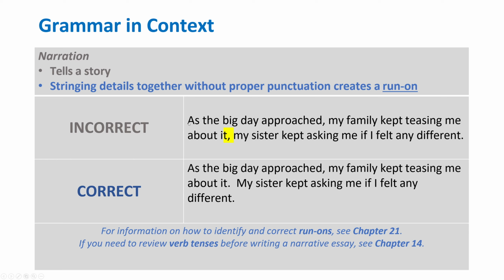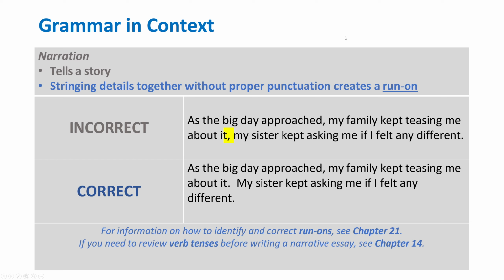So we have this: as the big day approached, my family kept teasing me about it. My sister kept asking me if I felt any different. I can see that we have three sections to this sentence, right? We have "as the big day approached," and then from "my" to "it," and then "my" to "different." If we look at "as the big day approached," we can see that that is not a complete sentence. If I just came up to you and I said, as the big day approached, you would just stare at me and you'd be waiting for me to say more.